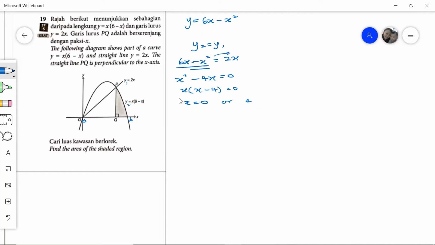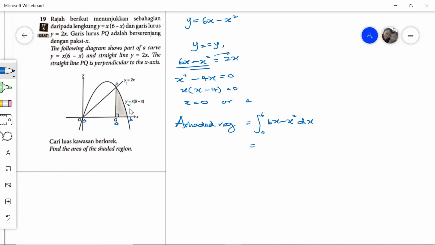So 0 and 4 is here. We just integrate the curve because there is no area under the straight line. We only integrate under the curve. Therefore, the area of the shaded region is equivalent to integration from 4 to 6 towards the x-axis. Our expression here must be in terms of x, so 6x minus x squared.